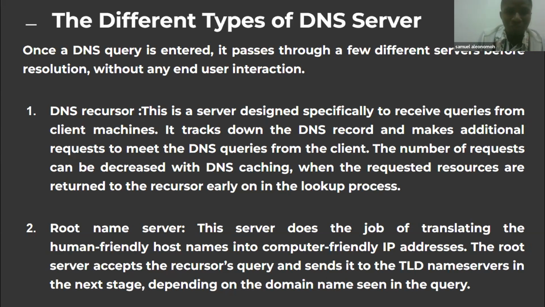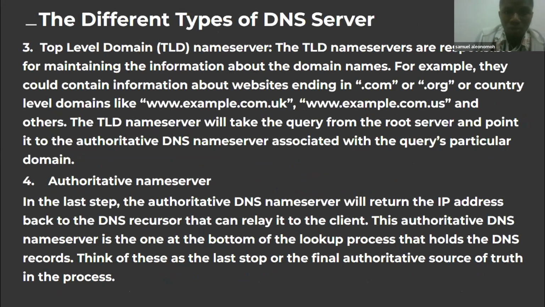After that is done, we have what we call the root name server. This server does the job of translating a human-friendly hostname into a computer-friendly IP address. On your domain name, there's a part that we call the root, so it takes that in and translates it. The root is either .com, .ng. Now we have what we call the TLD, which is the next one: the top-level domain name.